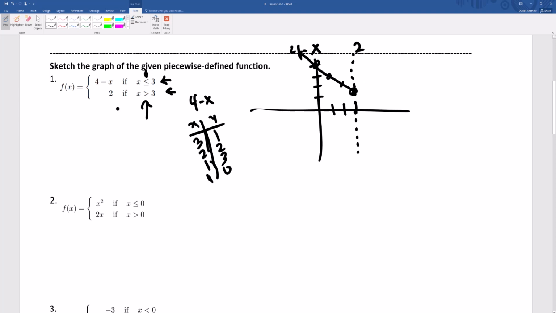Now I know it gets confused. It's like, oh, what happens if it's just a number? Well, that's the same as f of x equals 2. That's just a horizontal line at 2. So at 2, open circle, and it's going to go forever that way.